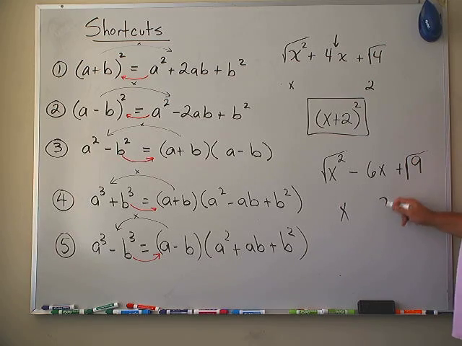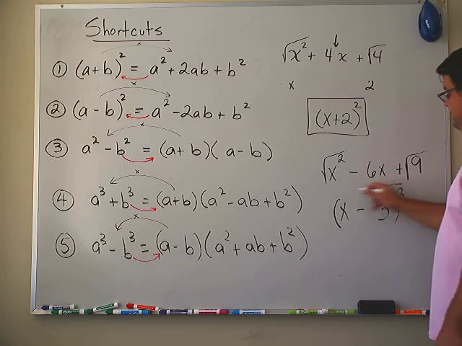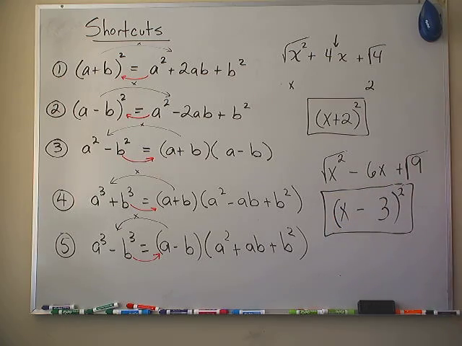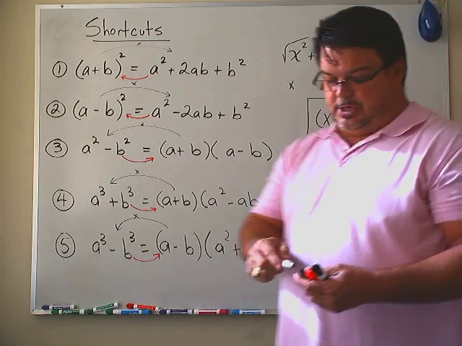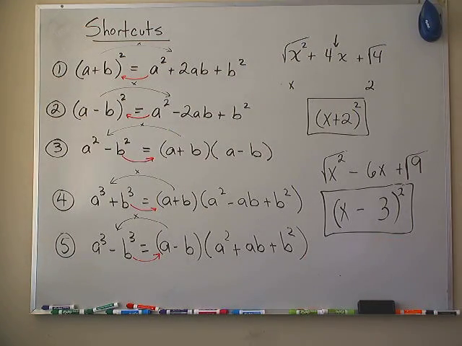So it's number 2. What's the square root of x squared? X. What's the square root of 9? 3. And then, that's it. Okay. And that's how you do the shortcuts. And they will save you a whole lot of time with factoring.